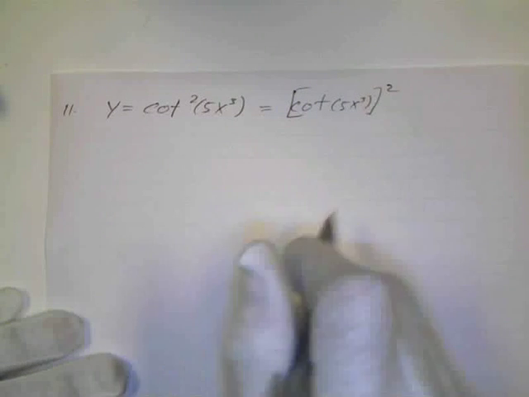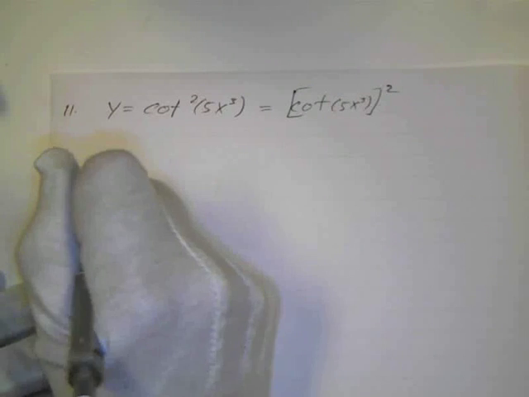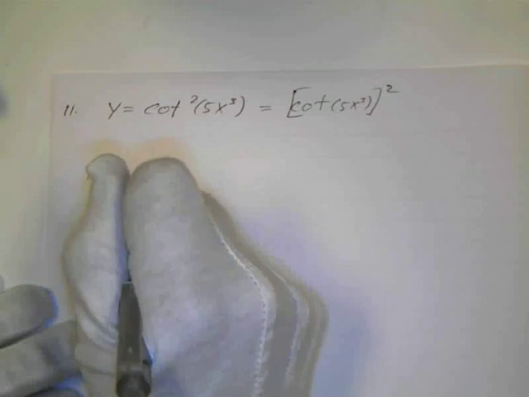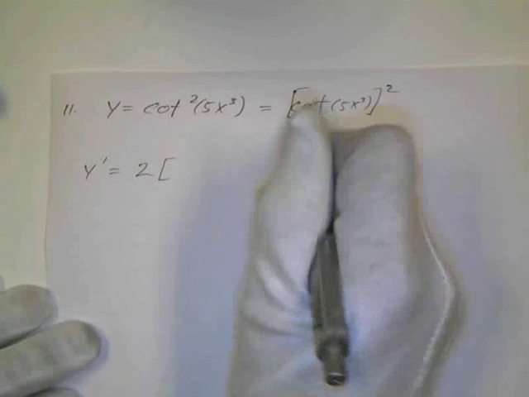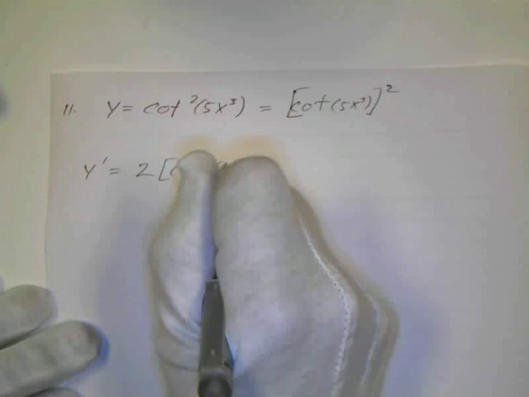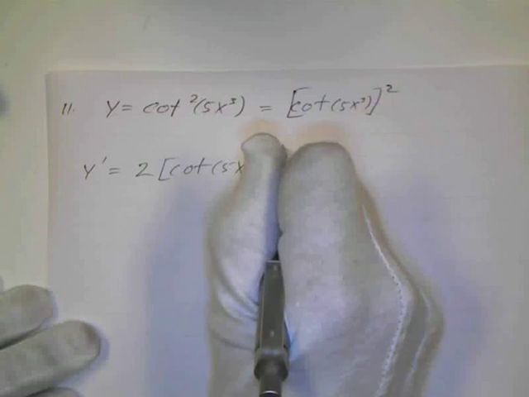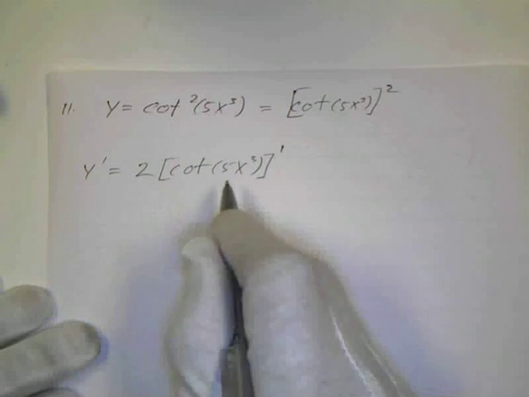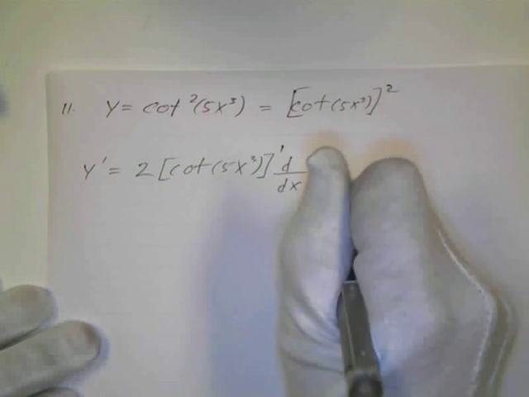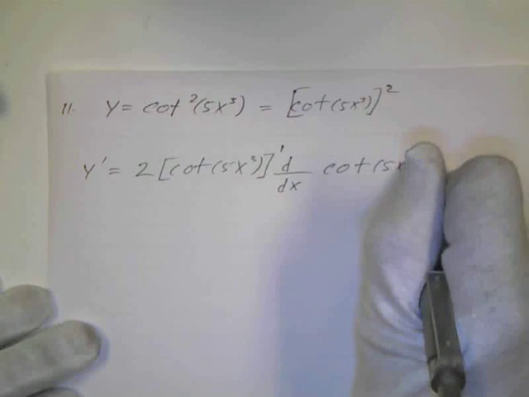Okay, so I'm going to have, I think, a triple chain rule here. So be careful on this one. So y prime equals, now this is going to be like x to the n. So this is going to be 2 times the inside, we're going to leave the inside alone, cotangent of 5x cubed to the first power. So this is like x squared would be 2x times the derivative of the inside. So I'll write it out like we did. So times the derivative of the cotangent of 5x cubed.